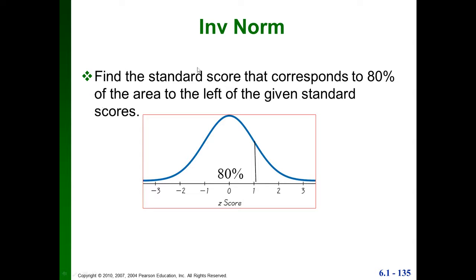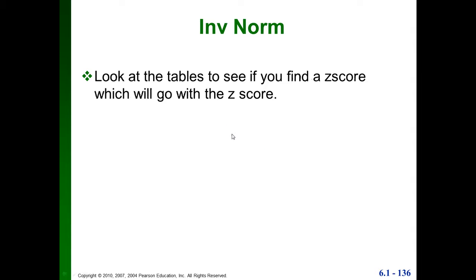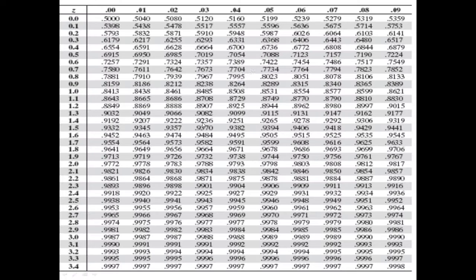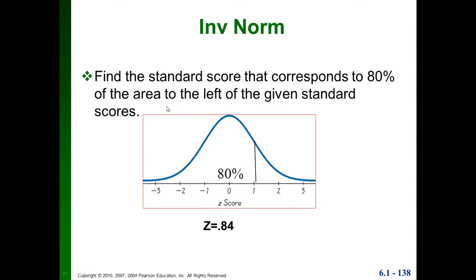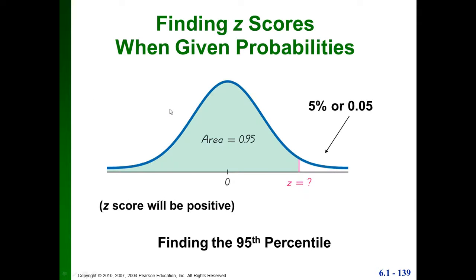Now let's look at this. Find a standard score that corresponds to 80% of the area to the left of the given standard score. Okay, so we go to our tables. We go to the closest thing to 0.80. That's 0.7995. That's going to be a 0.8 and then 0.04. So that's going to be 0.84, and that's your answer for that z-value.